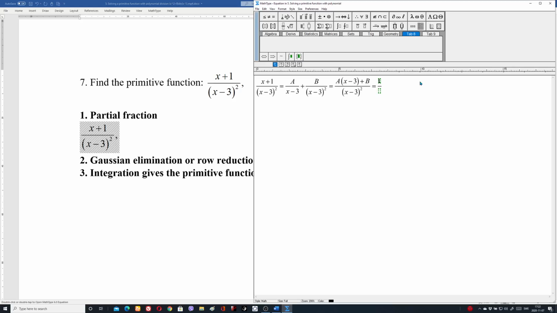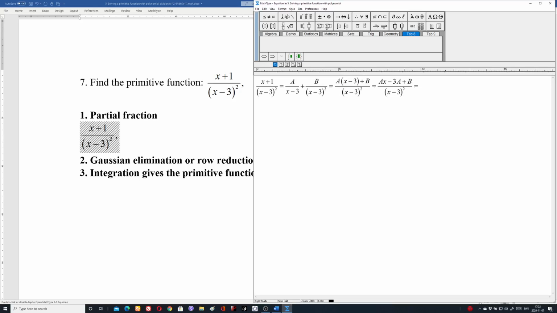Okay, so now let me expand this equation here, and I receive ax minus 3a plus b. I'm sorry, there will be a here, not b. And divided by x minus 3 and the power 2.